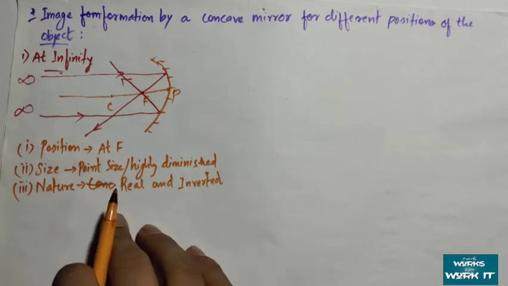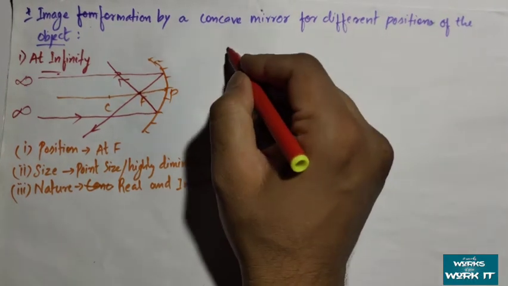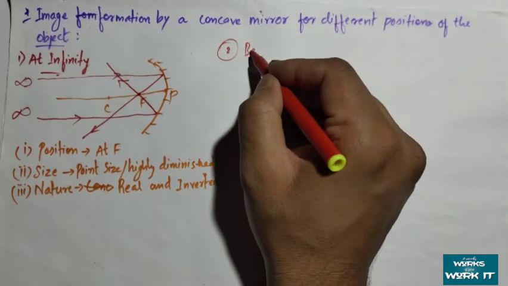Okay, next we will see the object at beyond C. Where is the object now? It is beyond C.